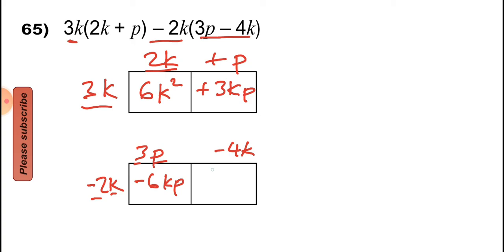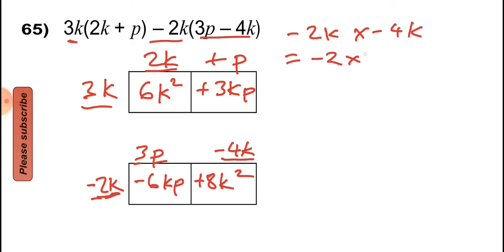And then we've got minus 2k times minus 4k. Well, minus 2 times minus 4 is positive 8, and then k times k is k square. So just to explain that in a bit more detail, minus 2k times minus 4k is the same as saying minus 2 times k times minus 4 times k, which is the same as saying, well, minus 2 times minus 4 is positive 8 and k times k is k square, so that's why I've got the positive 8k square.